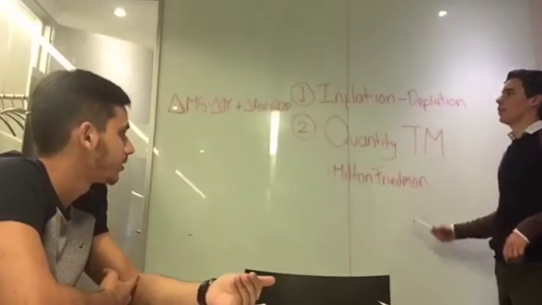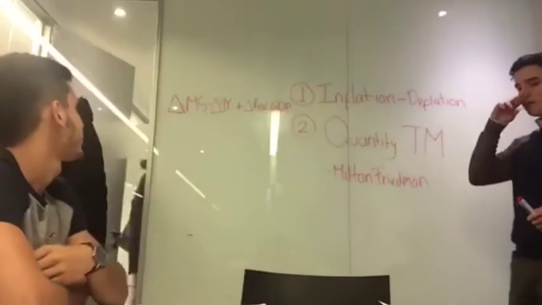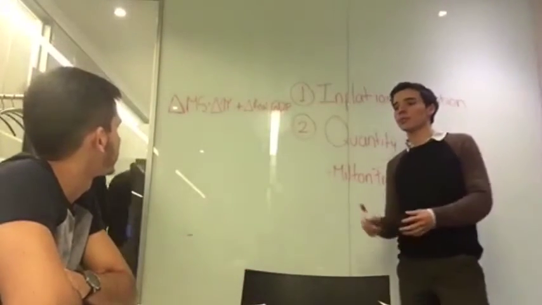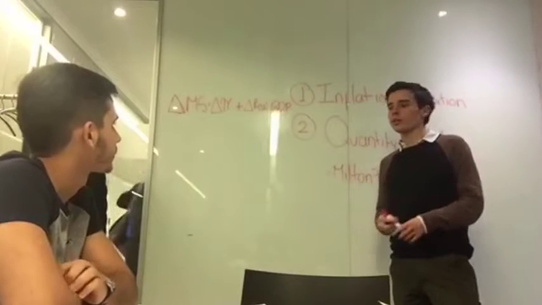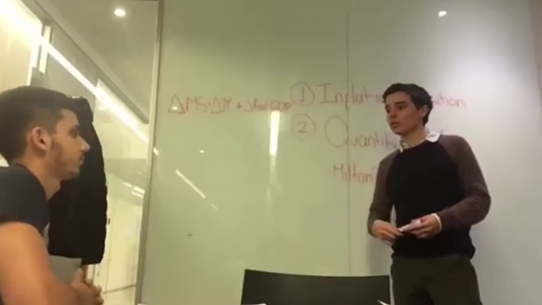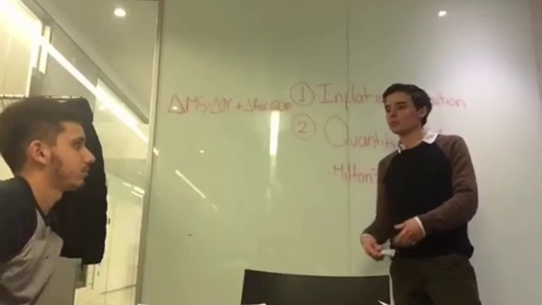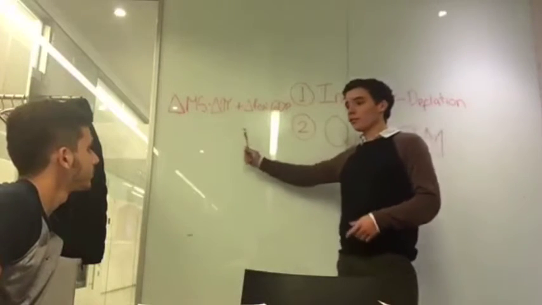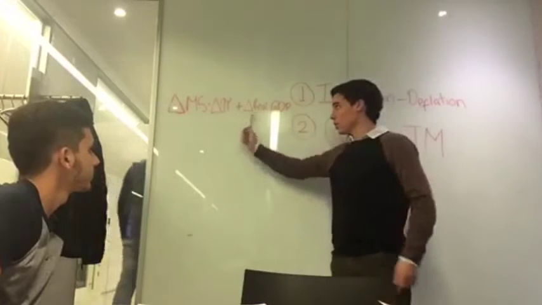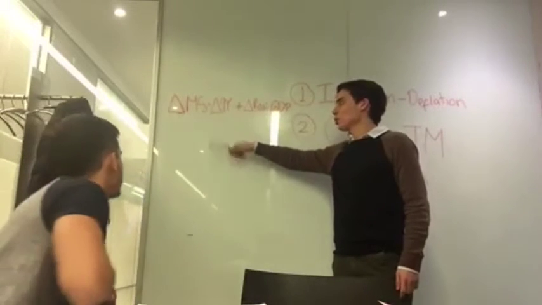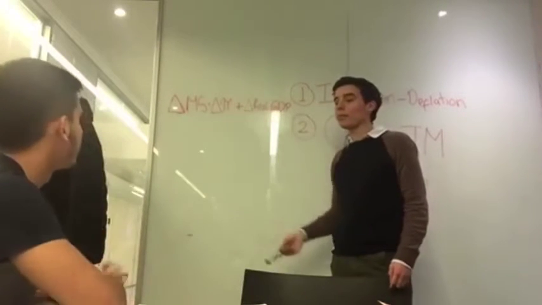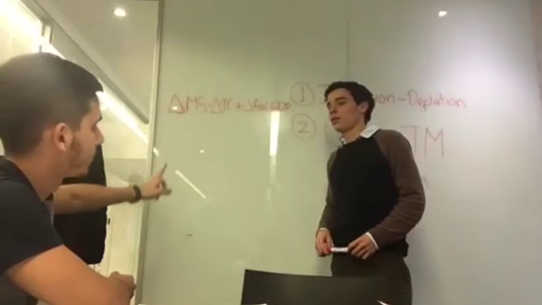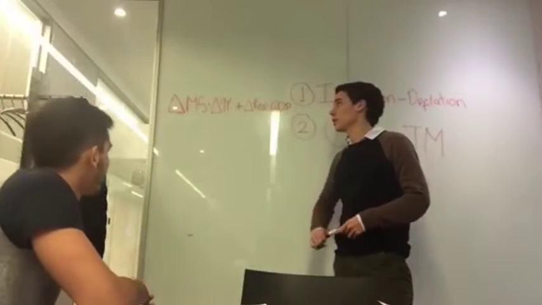Exactly, but it goes further than that. As you say, when a government decides to supply more money, for example printing more bills, this has a direct effect on inflation, which means that prices will rise. This is the equation of the quantity theory of money. Exactly. Okay.